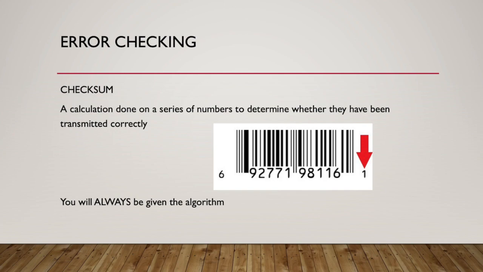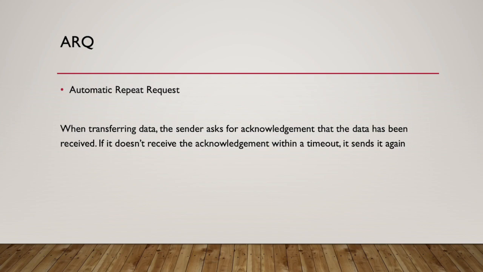Then we've got something called ARQ, still looking at error checking. This is called an automatic repeat request. The automatic repeat request is when we transfer data from one place to another and the sending computer waits for the receiving computer to send what's called an acknowledgement. Basically say, yep, I got it. If the receiving computer doesn't say, yes, I got it, then the sending computer sends it over again.